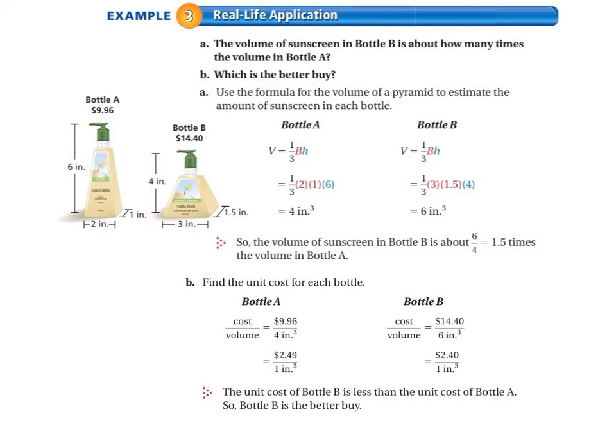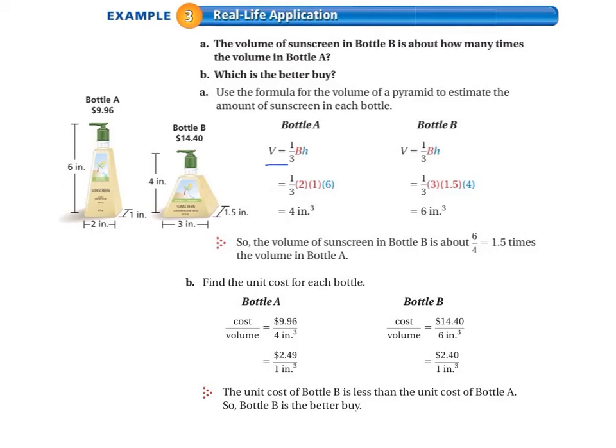Example 3, real-life application. A. The volume of sunscreen in bottle B is about how many times the volume in bottle A? B. Which is the better buy? So to answer letter A, we're going to use the formula for the volume of a pyramid to estimate the amount of sunscreen in each bottle.